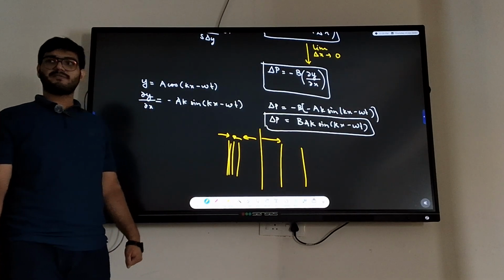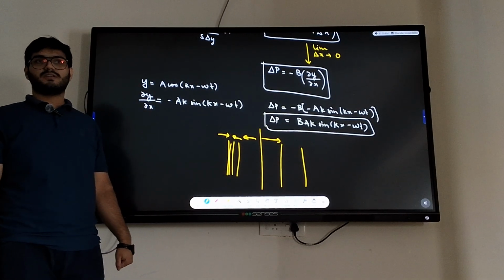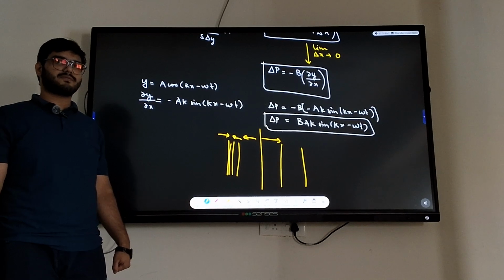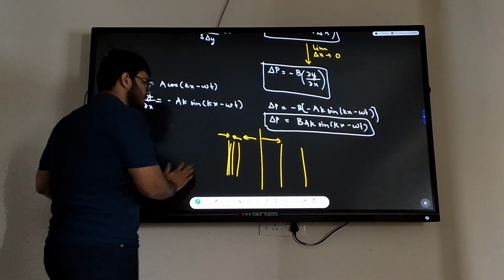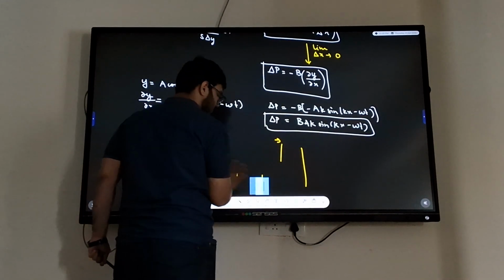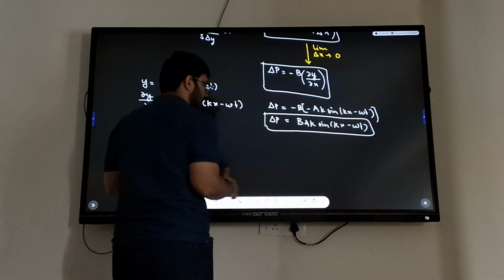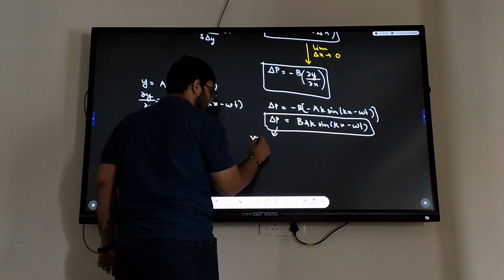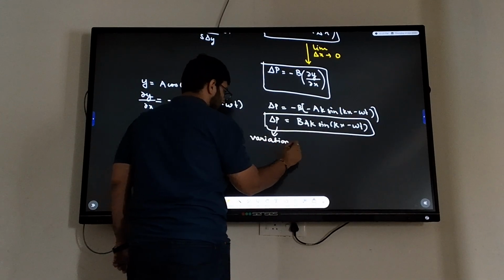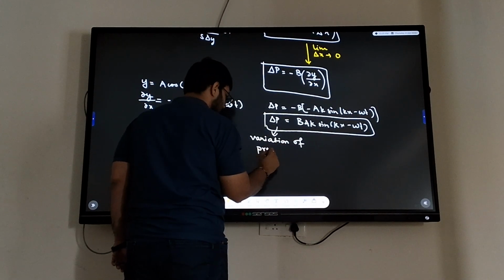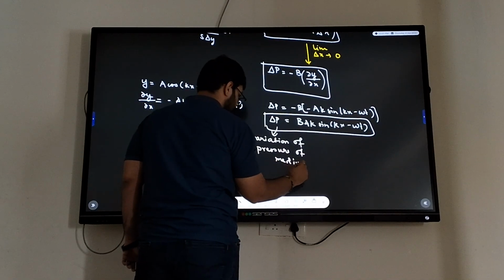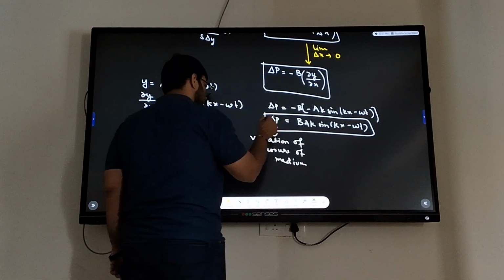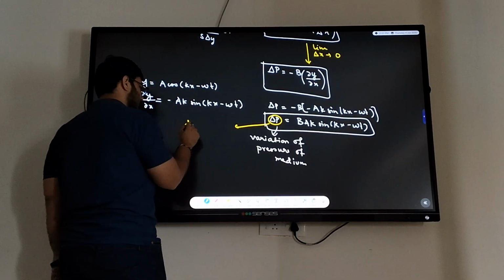So I have another physical quantity now, which can help me describe the wave as it passes through the medium. Let me write it. This is the variation of pressure of the medium, and this can be used to describe the wave.